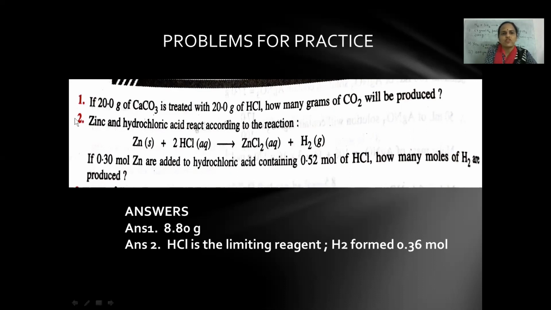And the second part of the question is, zinc and hydrochloric acid react according to this equation: Zn plus 2HCl gives ZnCl2 plus H2. If 0.30 moles of zinc are added to hydrochloric acid containing 0.52 moles of HCl, then how many moles of hydrogen are produced? Here also you compute the equation and find out the limiting reagent. HCl is the limiting reagent here, and the hydrogen formed is 0.36 moles.